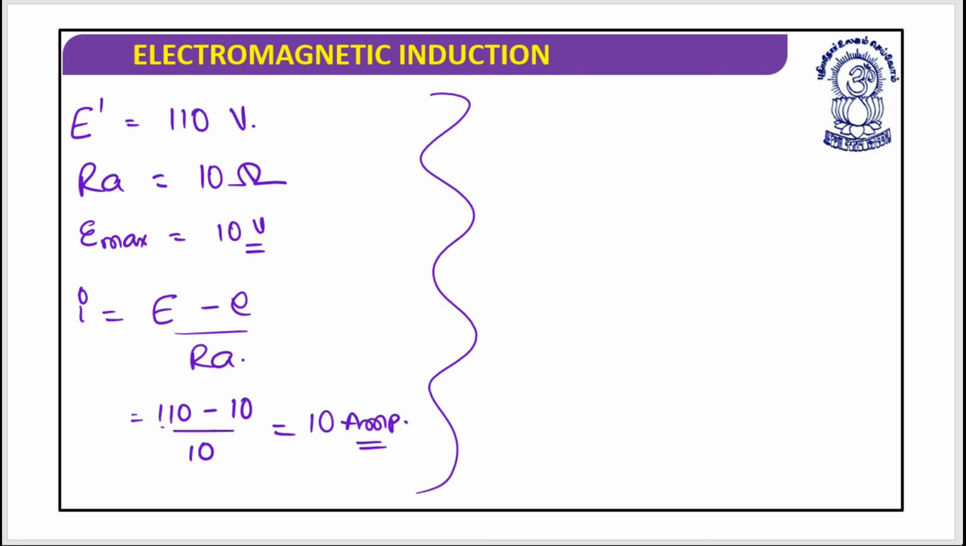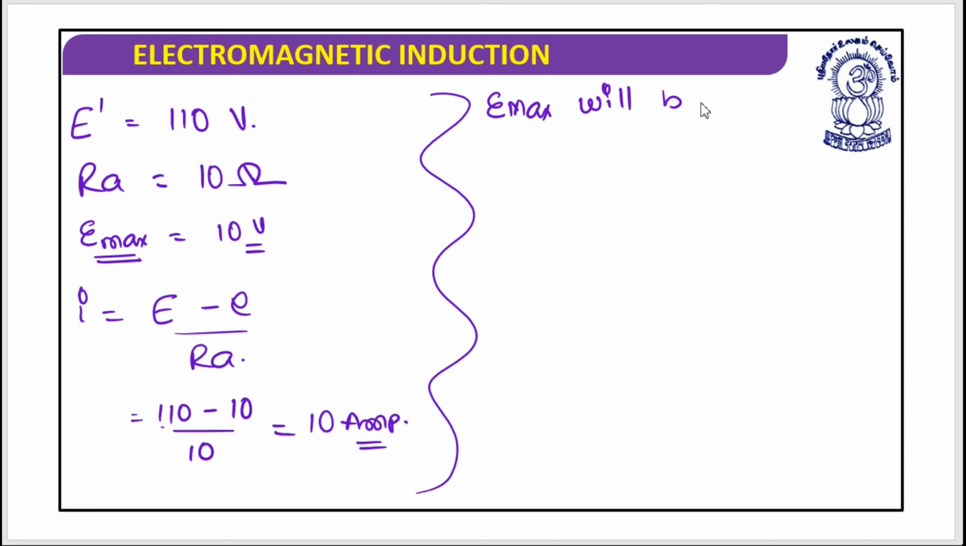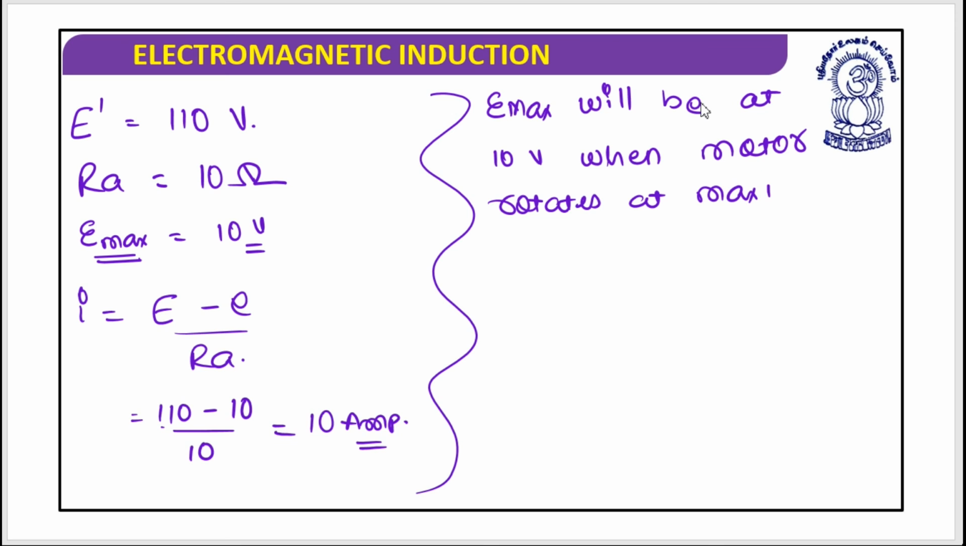But dear, let me make you understand one thing: this is the maximum back EMF. This E max will be 10 volt only when the motor rotates at maximum speed.